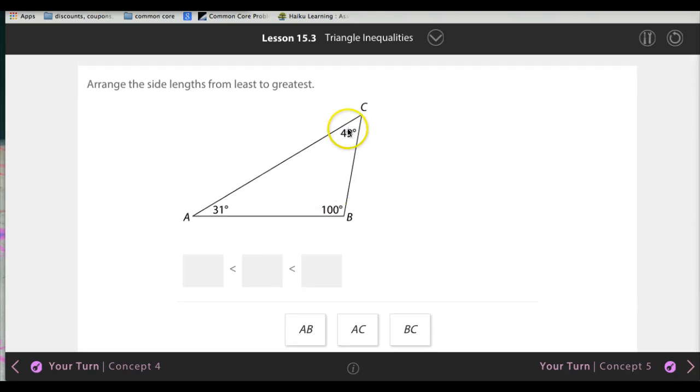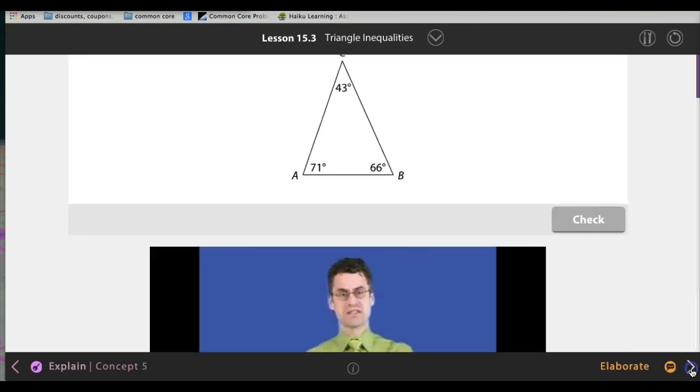So now this time notice how they didn't give us how long the segments are. They only gave us the measures of the angle. So what's the fattest angle? The 100 degrees. So what's opposite the 100-degree angle? Segment AC. So segment AC is going to be the longest side. And of course, the smallest one is angle A, and opposite of angle A is segment BC. So segment BC is going to be the shortest one, and of course, this would be in the middle, right? And that's pretty much it.